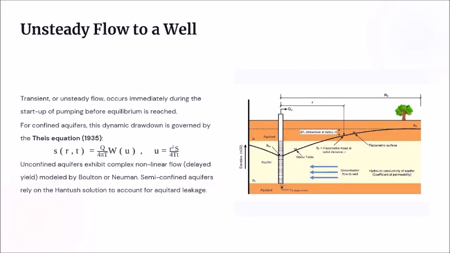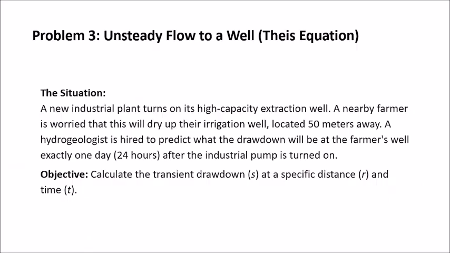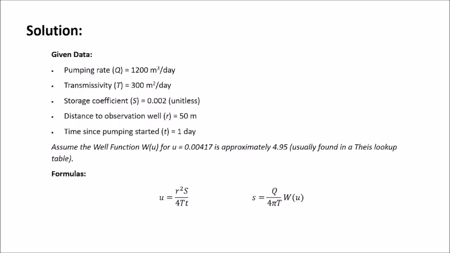But what happens right after you turn the pump on, before equilibrium is reached? This dynamic period is called unsteady or transient flow. For confined aquifers, transient drawdown is calculated using the famous Theis equation from 1935. It calculates drawdown, S, as a function of distance, R, and time, T. The formula is drawdown, S, equals Q over 4 pi T, multiplied by the well function, W of u.